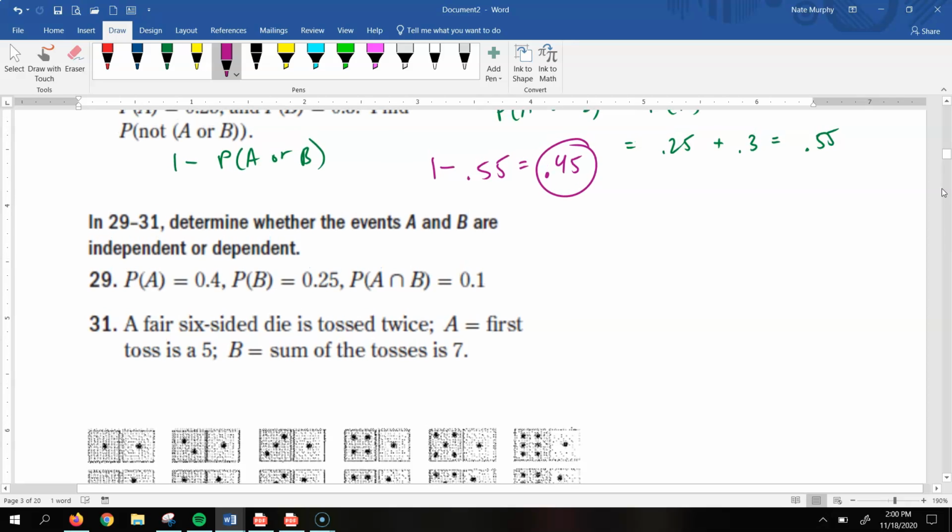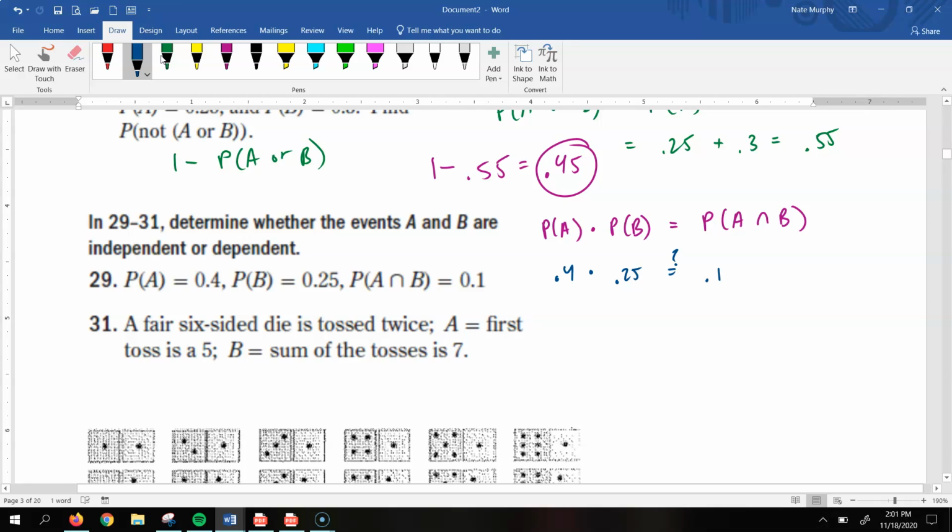All right, let's look at 29. 29 and 31 are both ones dealing with whether or not events are independent. Remember, to tell if they're independent, we have to show that the probability of event A times the probability of event B equals the intersection of A and B happening at the same time. For number 29, it's meant to be real simple because they give us all the pieces we need. We take 0.4 times 0.25, and we need to see if that equals the intersection of A and B. Does it equal 0.1?